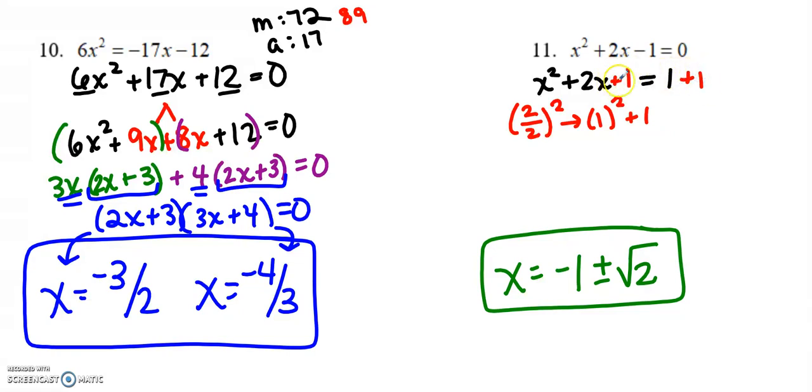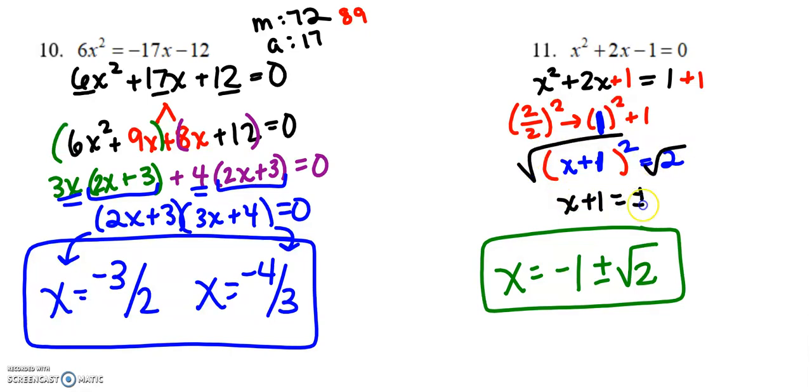So on this left side, this will factor down into that binomial squared because this is the number that I squared, so that's the number that goes here in my binomial, and all of that is now equal to 2. So to solve, I'm going to take a square root. I would get x plus 1 equals plus or minus the square root of 2. Subtract the 1, gets me to this answer.